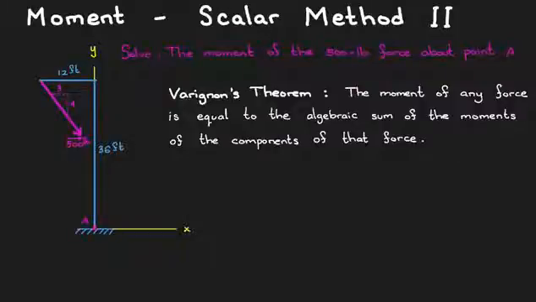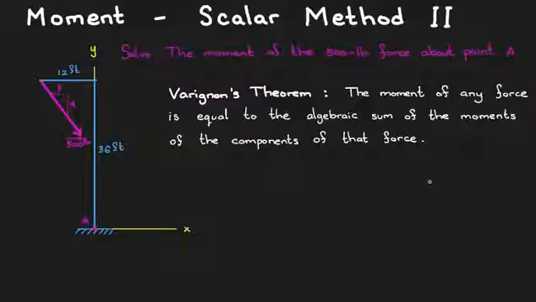I'd like to introduce to you a very powerful theorem in the concept of finding moment about a point. It's called Varignon's theorem, and it states that the moment of any force is equal to the algebraic sum of the moments of the components of that force. What is this all about? Why don't we take a look at an example?